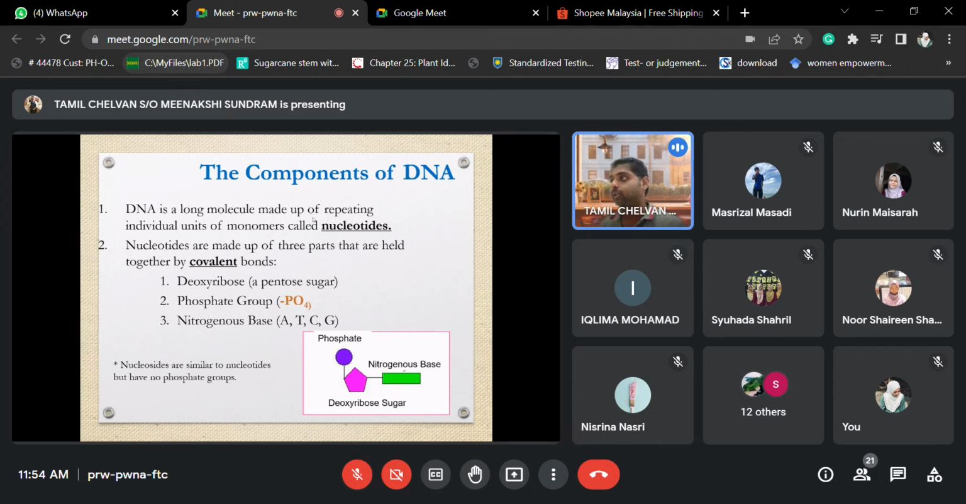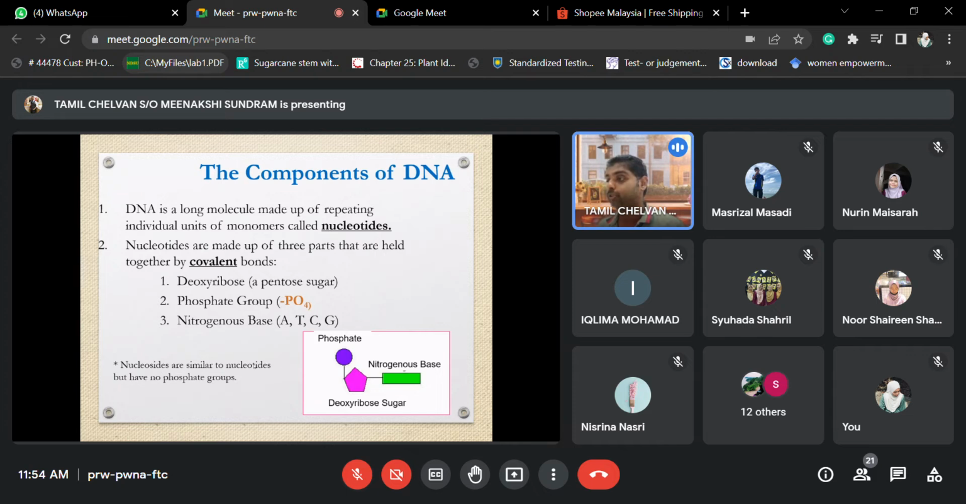Nucleotides ada 3 parts that are held together by covalent bonds. So it has a deoxyribose, a pentose sugar. It has a phosphate group. It has a nitrogenous base, A, T, C, G. That's the nitrogen base here. So this is what makes up a nucleotide.